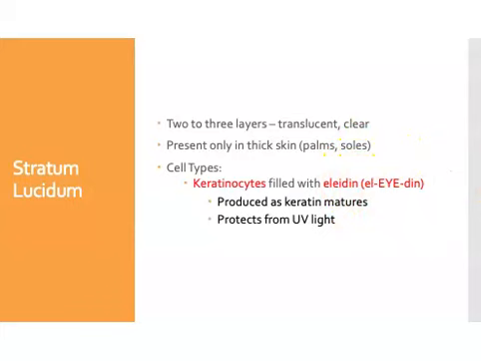Eleidin is actually produced from keratin. And as the keratin is maturing and helping to make this eleidin, the eleidin is going to provide protection from ultraviolet light. If you think about the skin on the palms of your hands and the soles of your feet, one of the things that you know about it is that it doesn't get tanned when you go out in the sun. This extra layer in thick skin provides protection from tanning because it's protecting you from ultraviolet light. And it's the eleidin that's doing that protection.